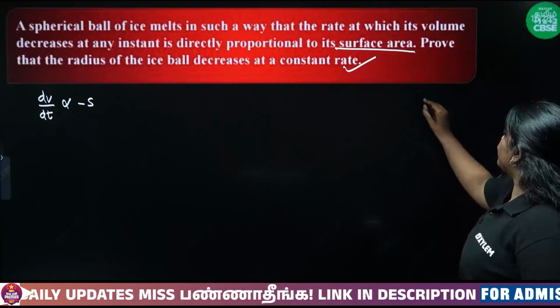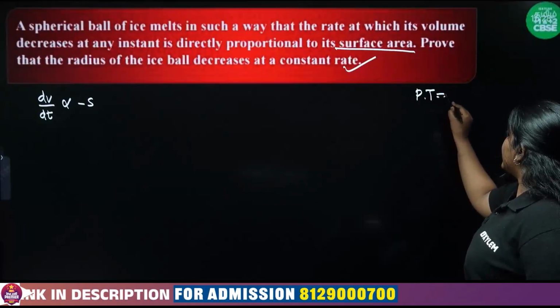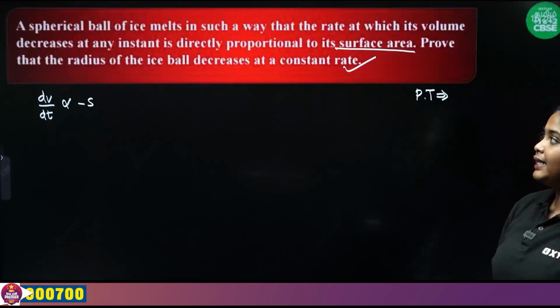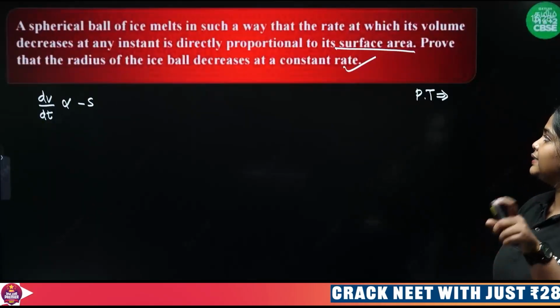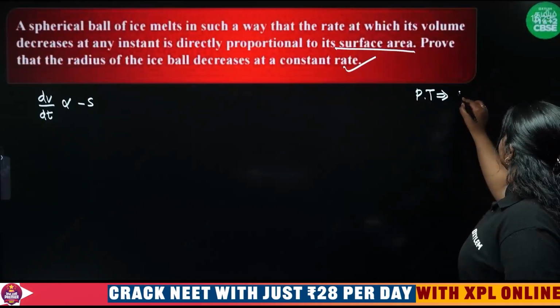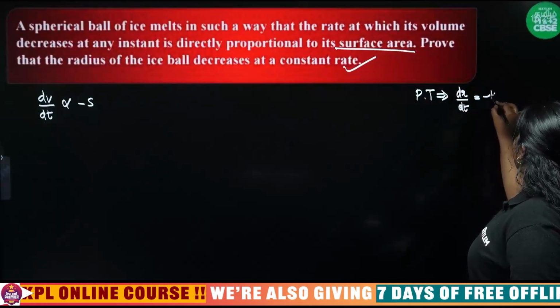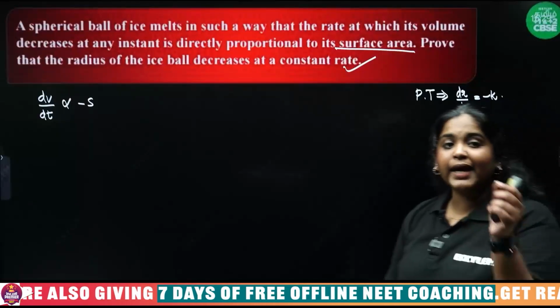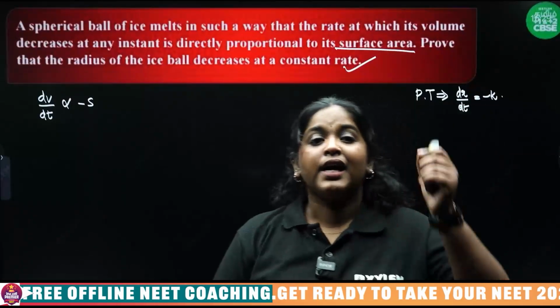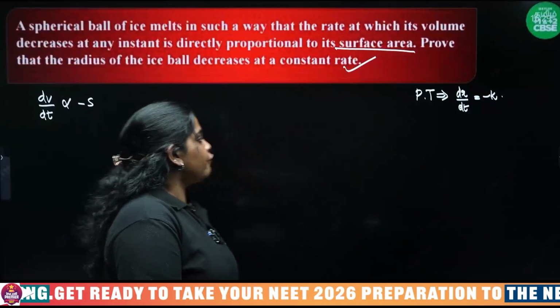So you have to prove that. நம்ம கிட்ட என்ன prove பண்ண சொல்லியிருக்காங்க? Prove that the radius of the ice ball is decreasing at a constant rate. So that is dr by dt is equal to minus k, constant. Minus வந்தாலே அதோட meaning என்னடா? It is decreasing. Okay. So we will start from here.